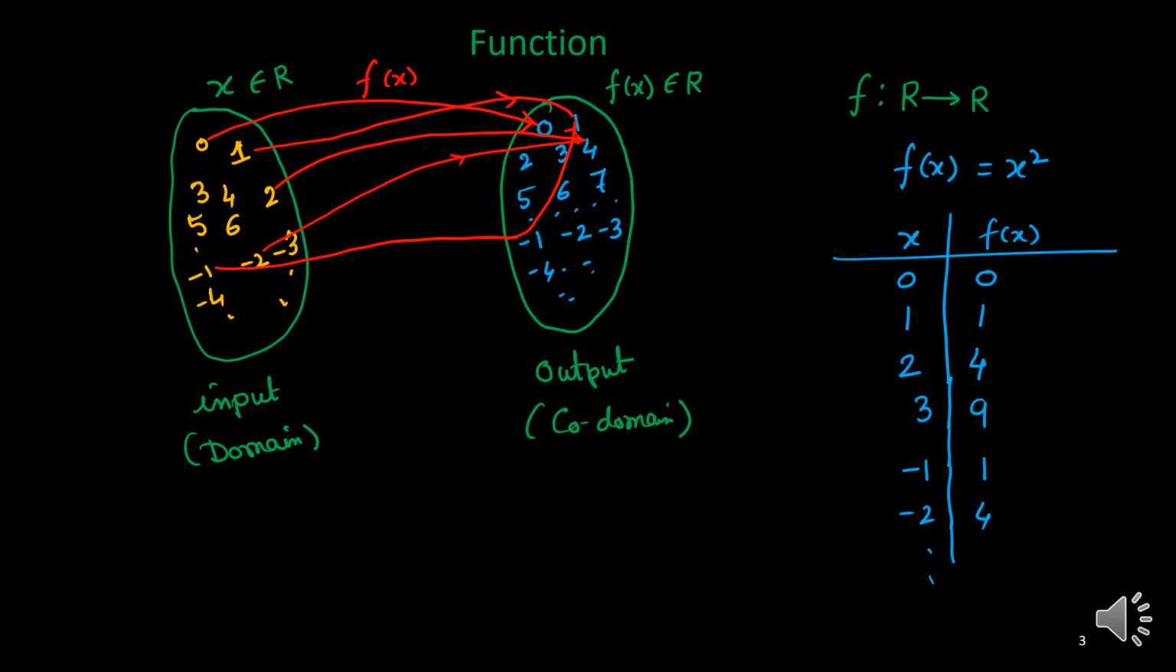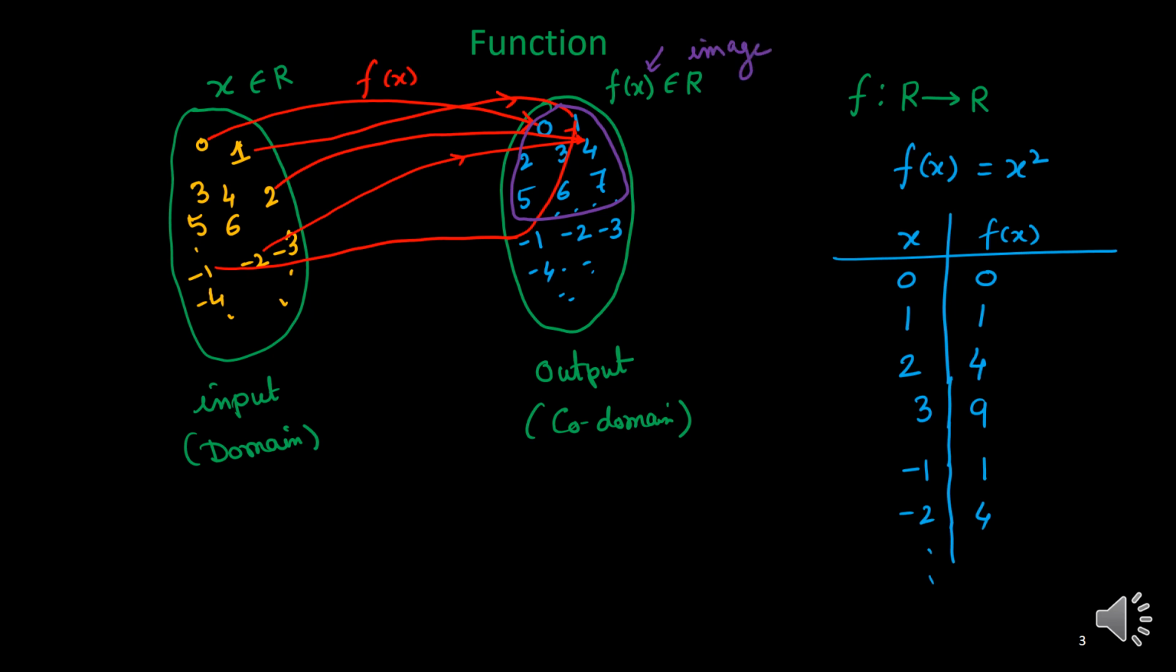Okay, -3 is mapped to 9. Clear? So you can see that if I consider this one, including 0 and all positive, so how is it connected? From x we are getting f of x. This is also called image. Okay, so this f of x is also called image value.